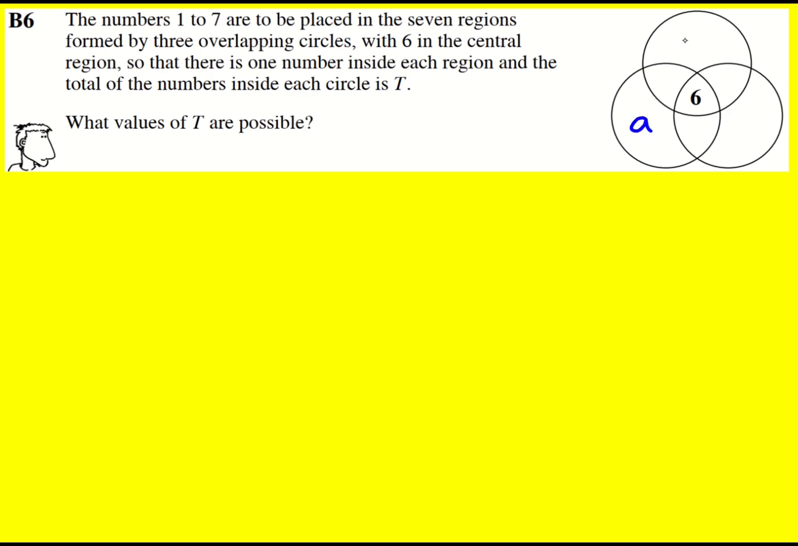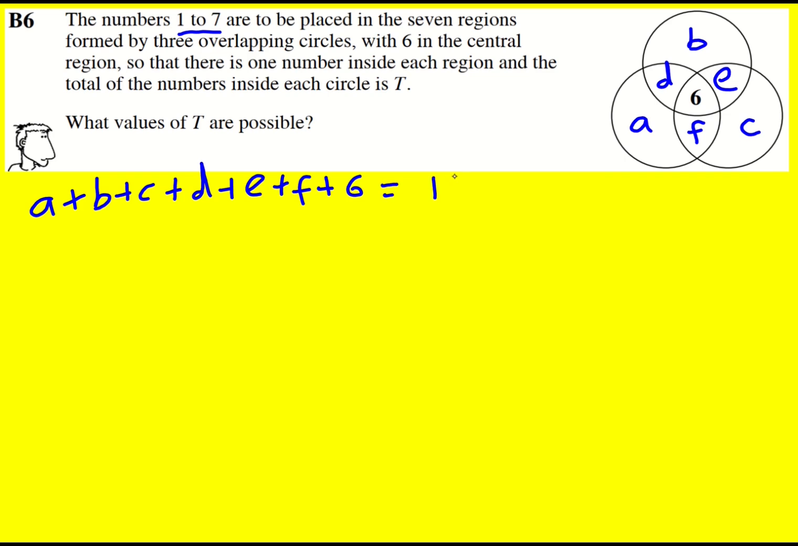I'm going to say that the larger regions on the outside are A, B, and C, and then the smaller ones are D, E, and F. And we have to use the numbers from 1 to 7. So if I add these up and the number 6, then that must equal the sum from 1 to 7.